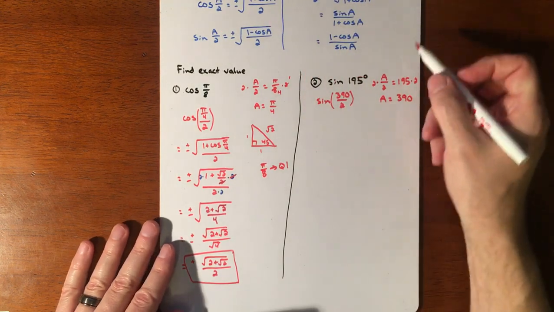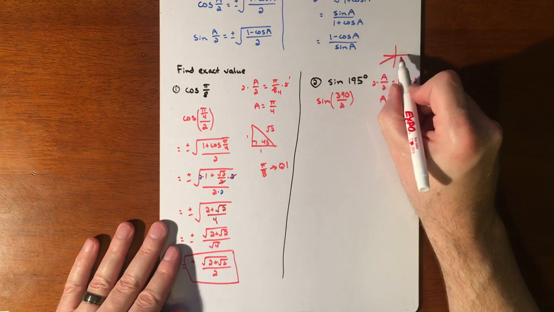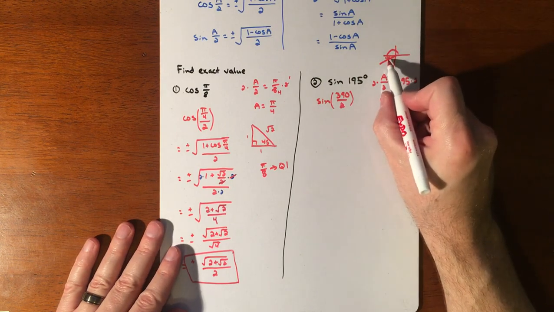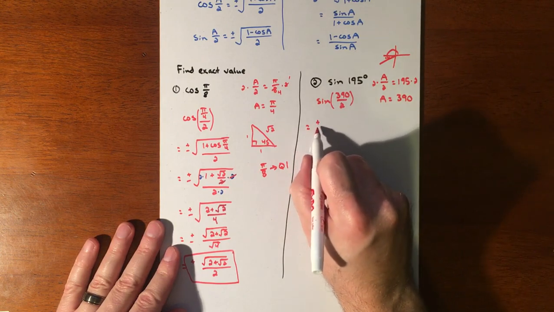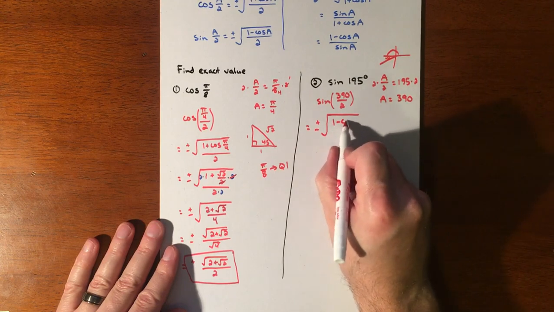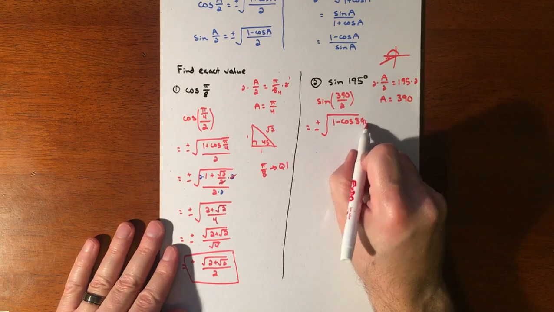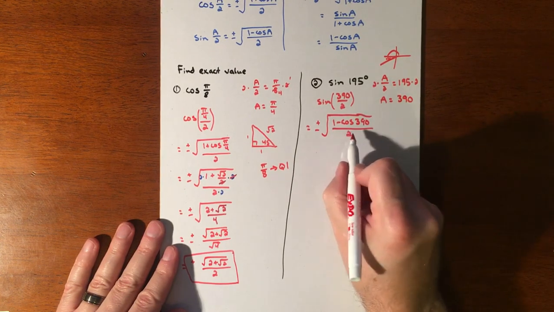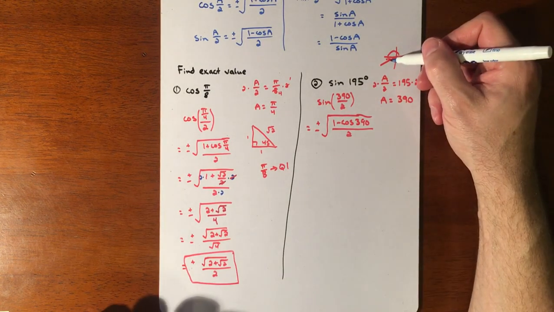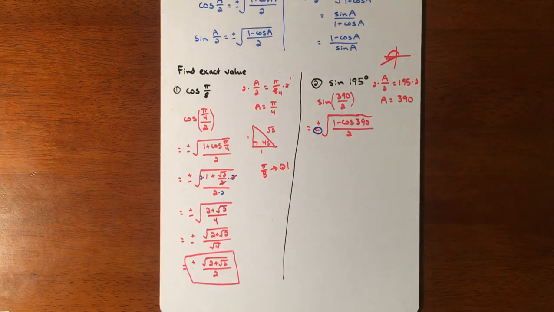So for 195 degrees, let's figure out what quadrant we're in right away. 195 is somewhere down here, right? So we're looking to do sine in that quadrant. As soon as we start to write our plus and minus formula, it's 1 minus cosine, because the formula is always cosine on theirs, of 390 degrees, divided by 2. We've got to figure out whether it's plus or minus. Sine is negative for 195 degrees, so our final answer is going to have a negative sitting on it.